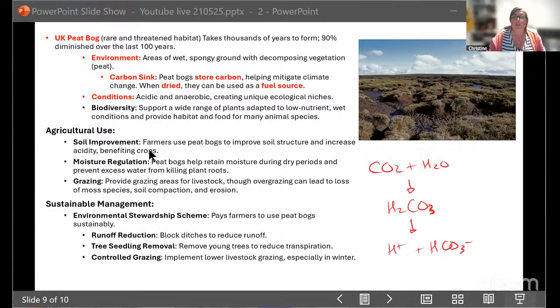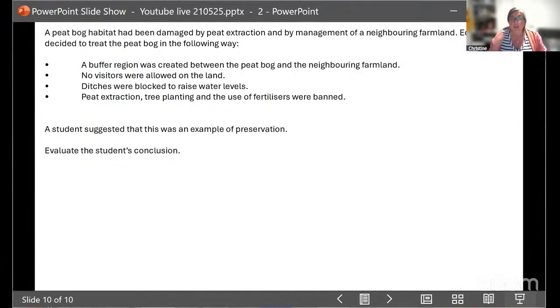This is the sort of thing that they will do when they give you a question like this. What they're looking for is, can you actually use the information that they've given you to evaluate what a student has suggested? So what are they telling you in this question? Let's just have a look at this.